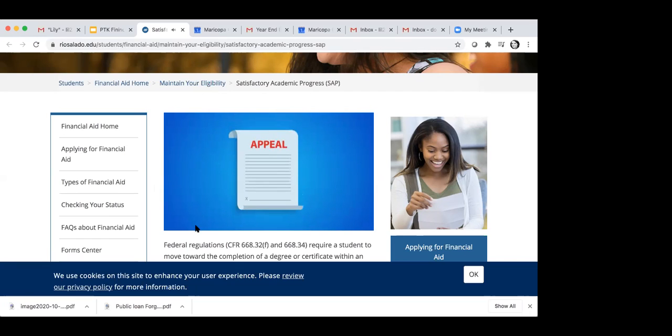If you find yourself in this situation, there is an appeals process. However, the best course of action is not to get SAP'd in the first place, unless of course you want some on your pancakes. To learn more about SAP, the appeals process, and financial aid eligibility, visit riosalado.edu/FA.